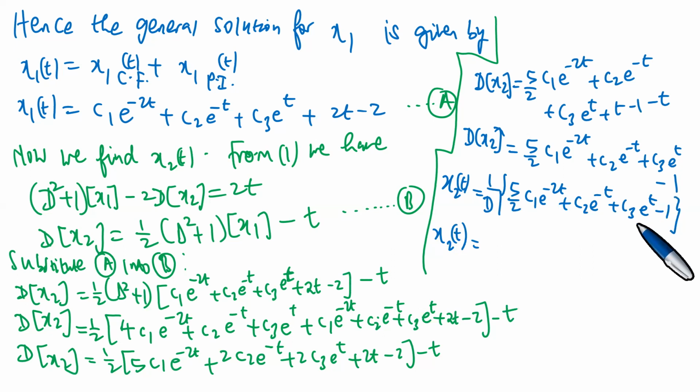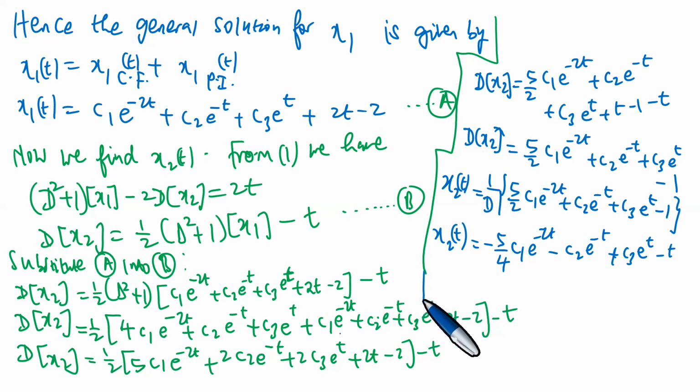1 over d means we are integrating. So if you integrate now, we integrate this one with respect to t. So this one is going to produce minus 1 half. So it's going to actually become minus 1 quarter c1 e to the minus 2t. And then this one is just going to produce a minus C2 e to the minus t, this one is going to produce a C3 e to the t, this one is going to produce a minus t. So that is x2 that we got. So we got x2 to be this, but we need to remember x1. X1 is this.